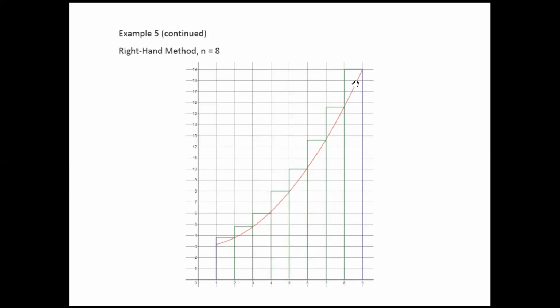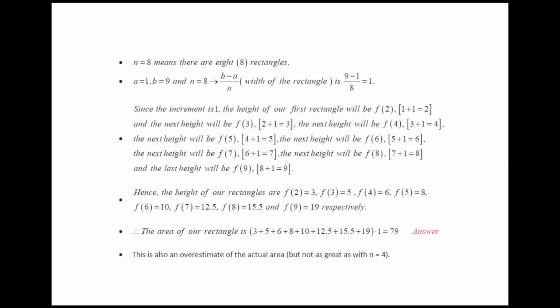Also note that this right-hand method is an overestimate, but is the right-hand method always an overestimate? No, just like the left-hand method is not always an underestimate. It's just because I have a strictly increasing function. That is, the slope is positive. Okay, so keep that in mind. So don't try to get more out of this than is possible. So that is doing it by the right-hand method.